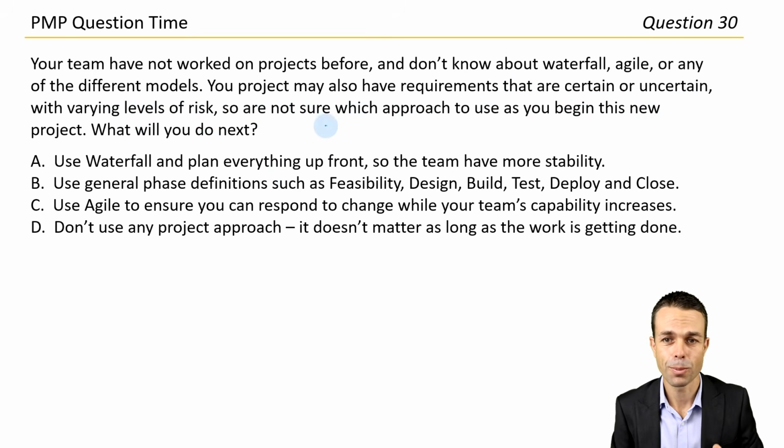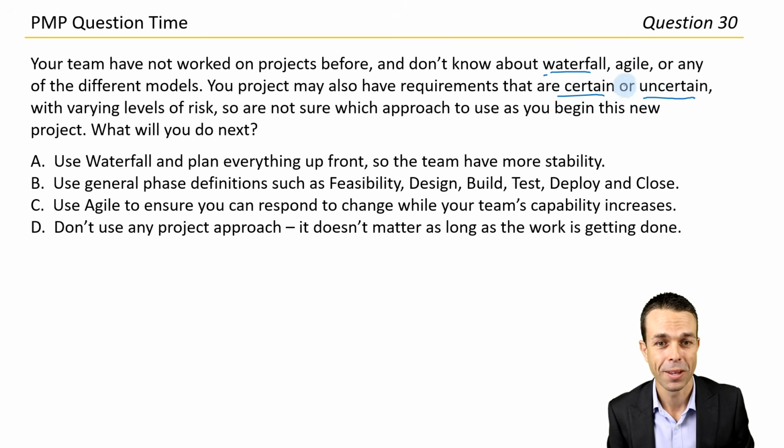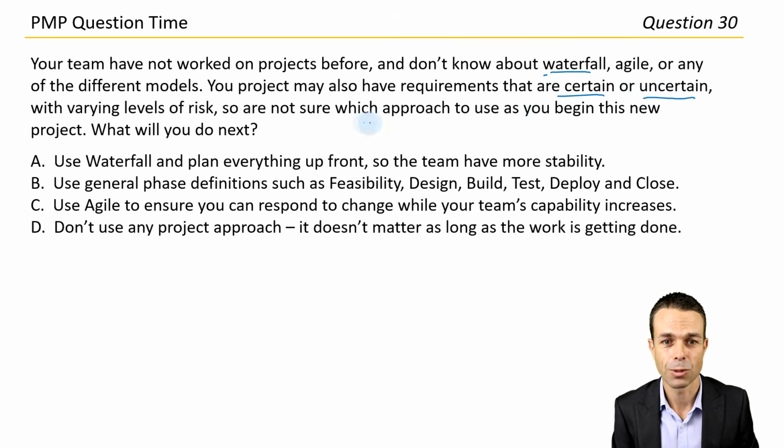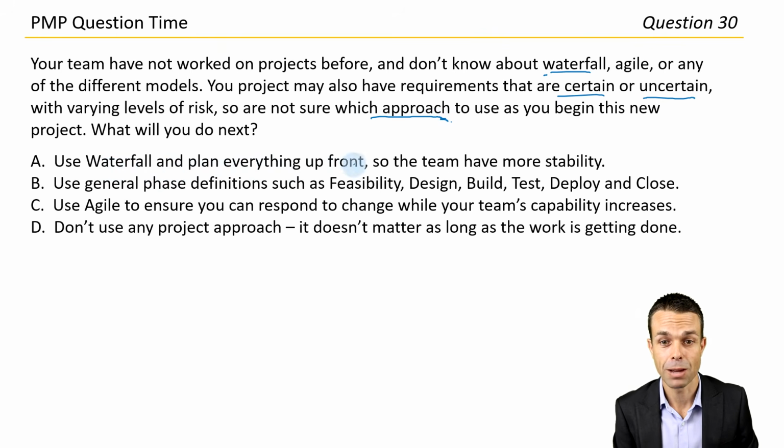Okay, so we're not sure which way we're going to go, waterfall or agile, and also we've got requirements that could be certain or could be uncertain. No one really seems to know. So what approach can we use in this scenario? Can we use any approach at all? Let's see what we've got. Use waterfall and plan everything up front so the team have more stability. Sure, that could definitely work.